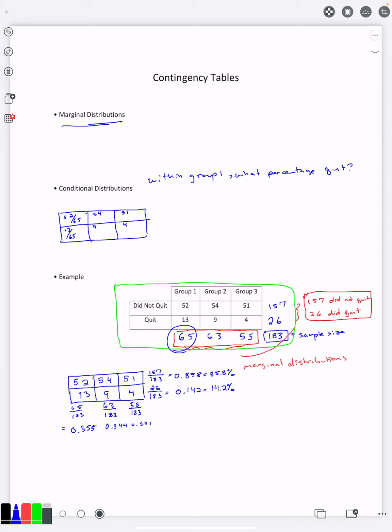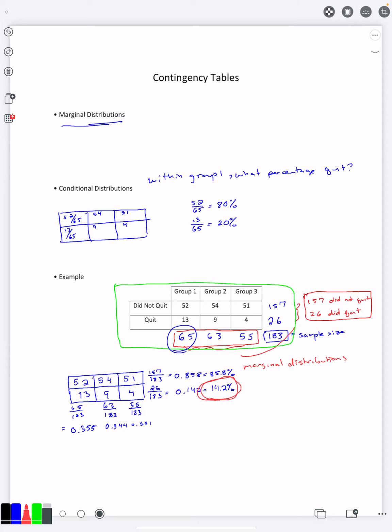And if I did 52 divided by 65, I would get 0.8. So that means 80% did not quit. And then 13 over 65, we better get 20%. So within group 1, 20% quit. I want to point out over here, within the whole sample, only 14% quit. So looking at these two different ways of calculating these percentages, we see that the group 1 success rate for getting people to quit was better than the overall sample success rate here.